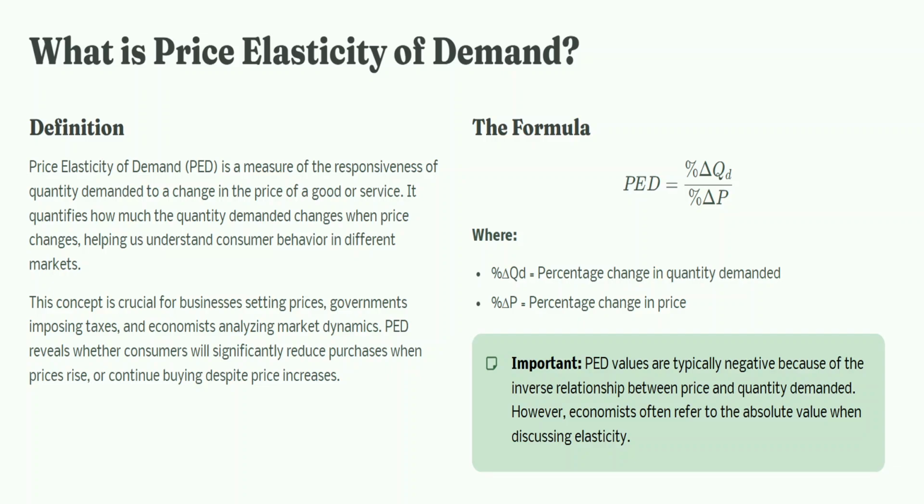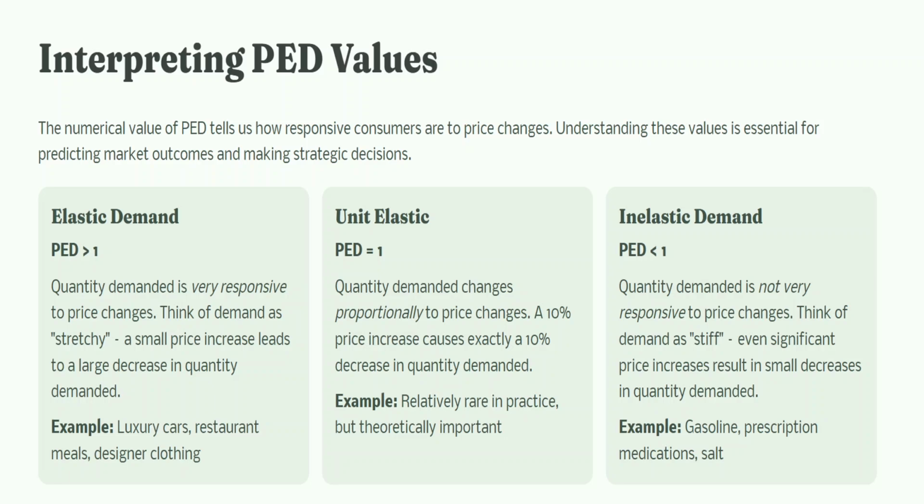The numerical value of PED is extremely important. We can categorize it into three main groups. 1. Elastic demand. PED greater than 1, demand is elastic. This means the quantity demanded is very responsive to a change in price. A small percentage change in price leads to a larger percentage change in quantity demanded.